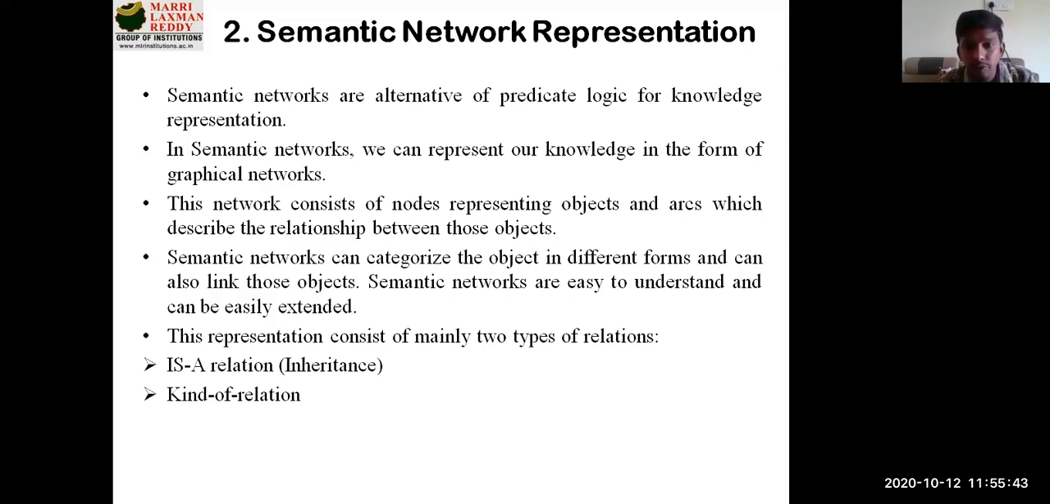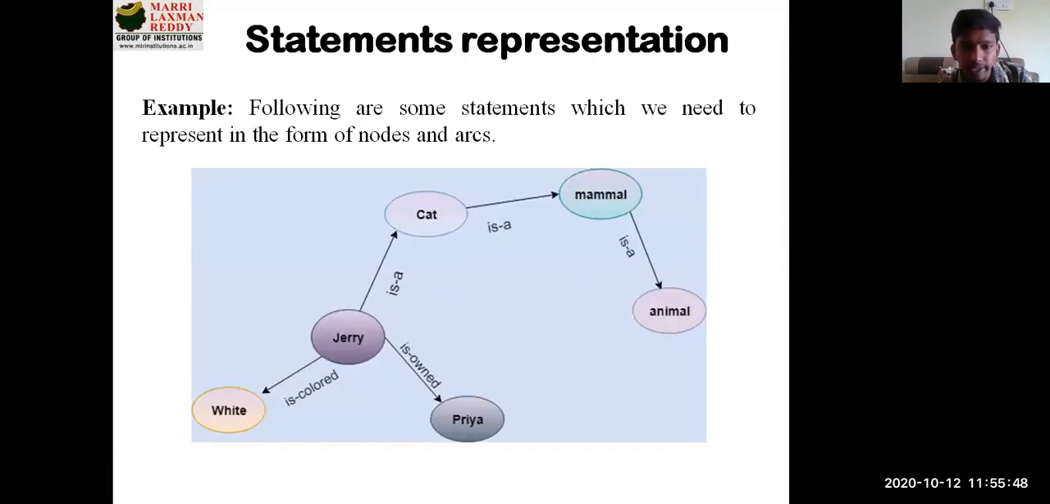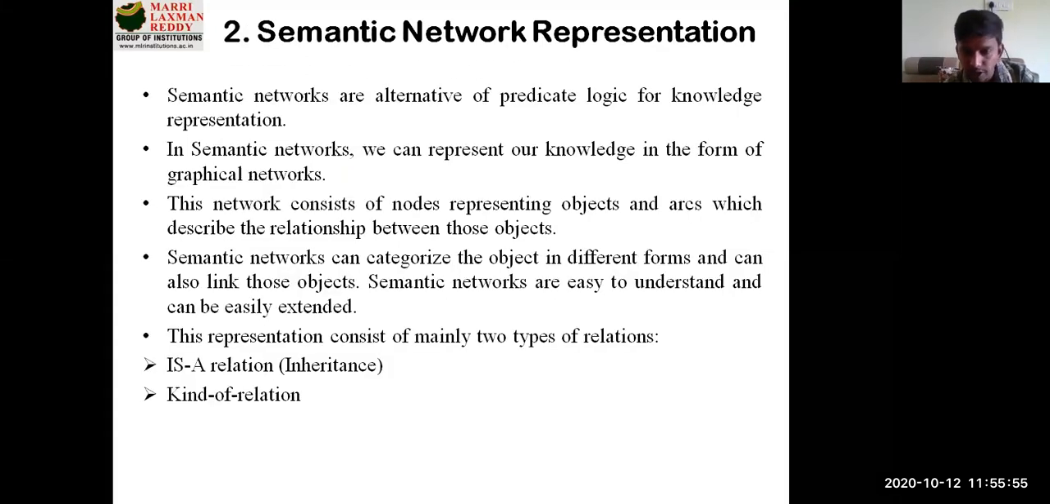In semantic networks, we can represent our knowledge in the form of a graphical network. I'll show you some examples of how this can be represented using different connective statements, and we'll discuss this in the upcoming slides. Here, the network consists of nodes which represent objects, and arcs which describe the relationships between those objects. The arcs, that is the symbols, represent various scenarios.